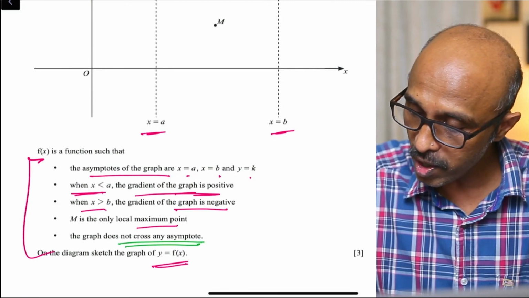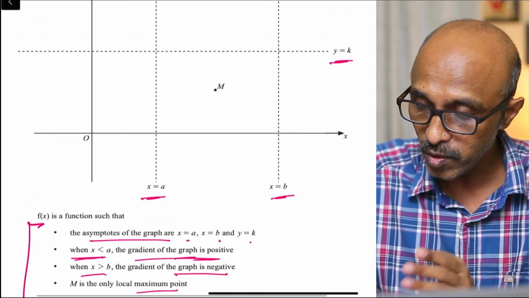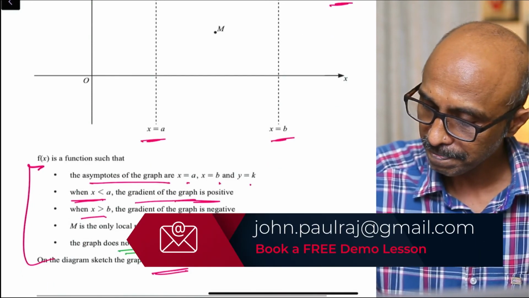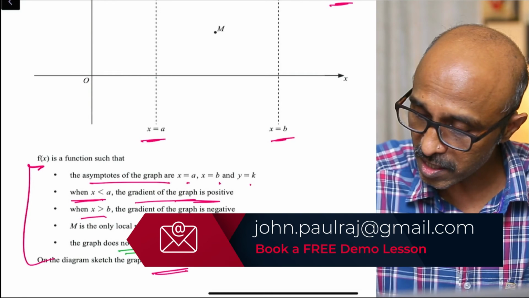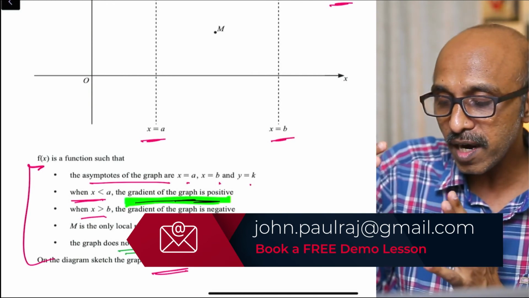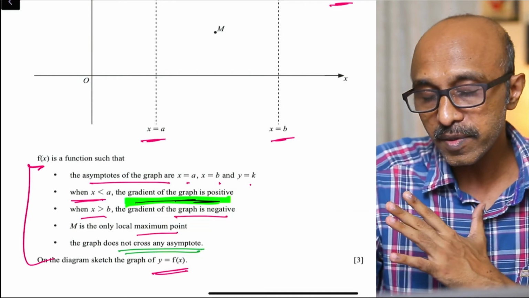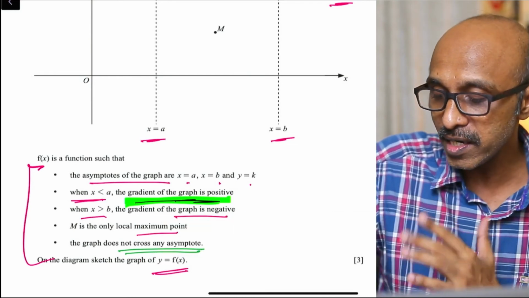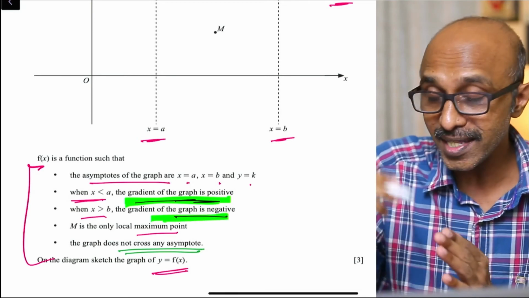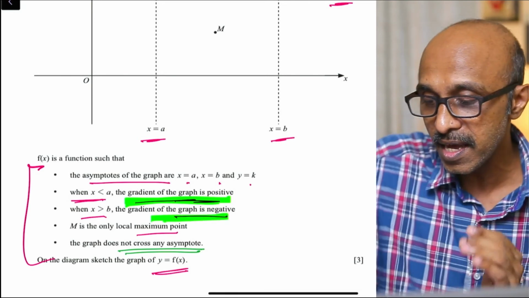M is the only local maximum point. So there's no other turning point. Now this information, this is what we need to interpret. When the gradient of the graph is positive, the function is increasing, all right? And when the gradient of the graph is negative, the graph is decreasing. That's important to know. When is the graph increasing and when is the graph decreasing?